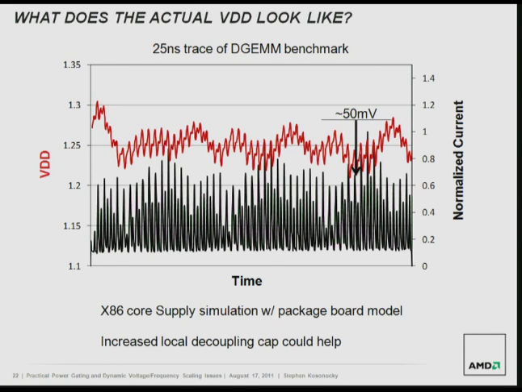One is to try to increase the local decoupling cap, but I already showed that we're pretty much limited already. We try to put as much as we can on the package. And the other one would be to add local decap.